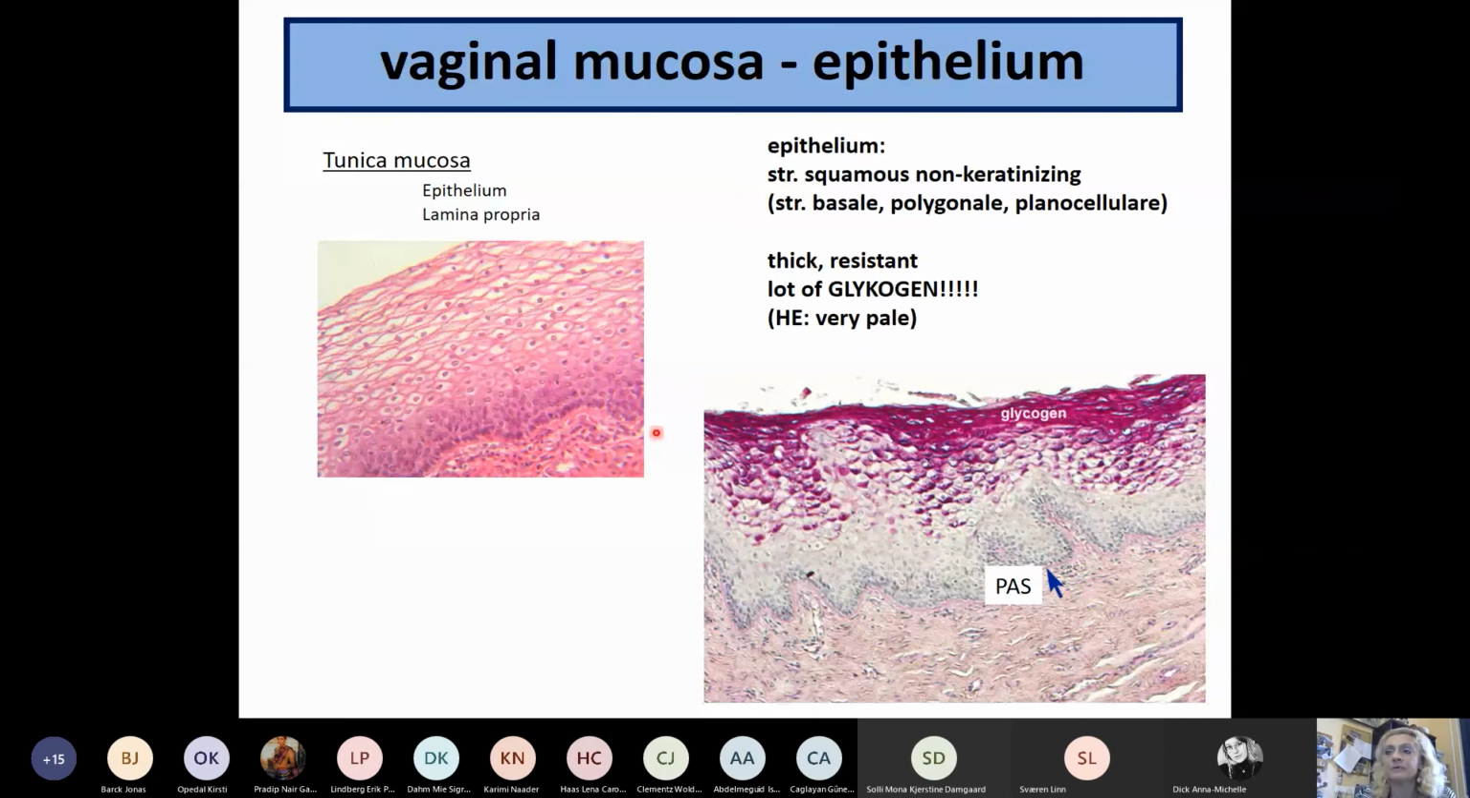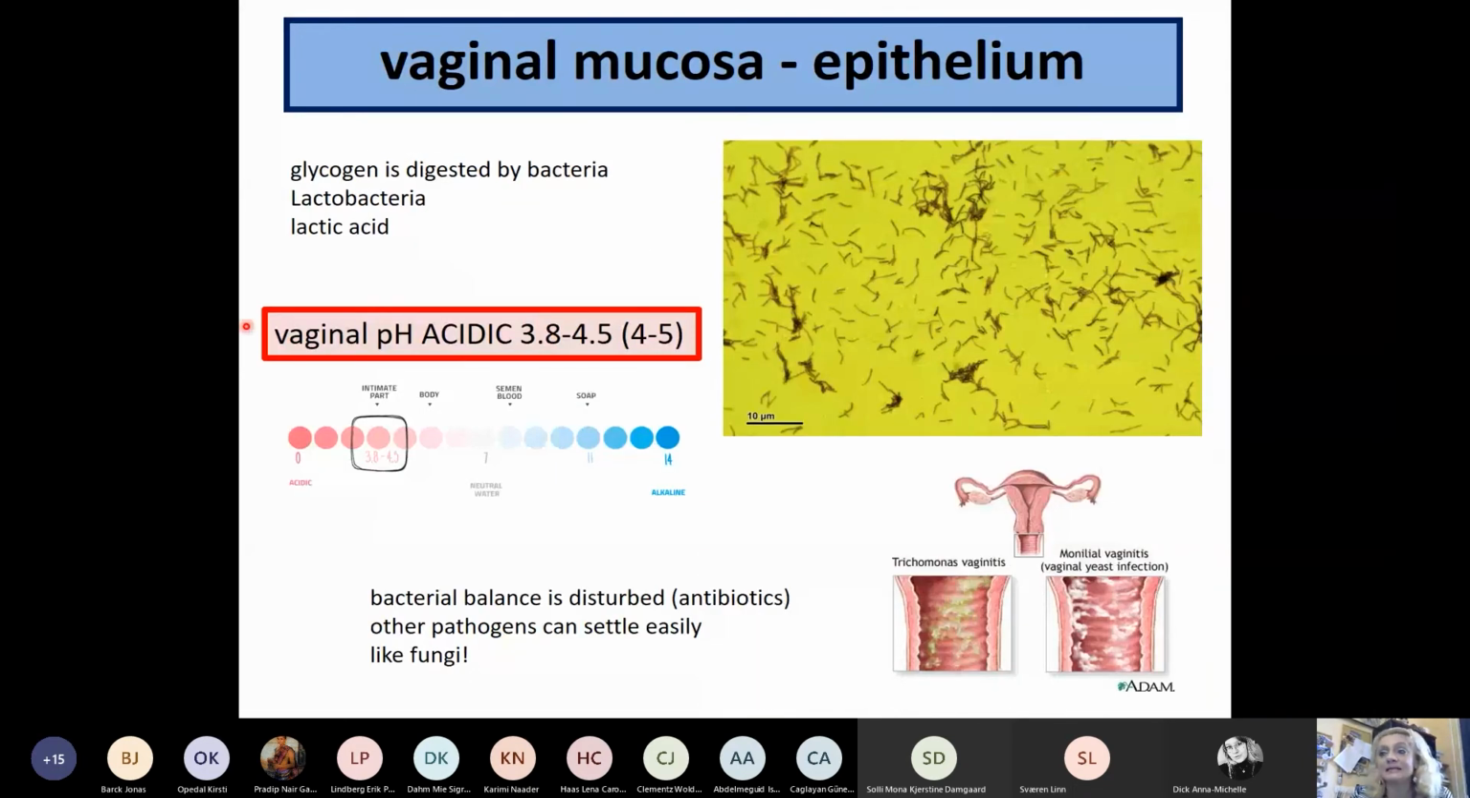So this is the top, and you could ask, why does it have so much glycogen? One, for nutrition of the cells, and second, it's actually very good that we have all this glycogen. Of course, the top layers are continuously shed off, as in every stratified epithelium.